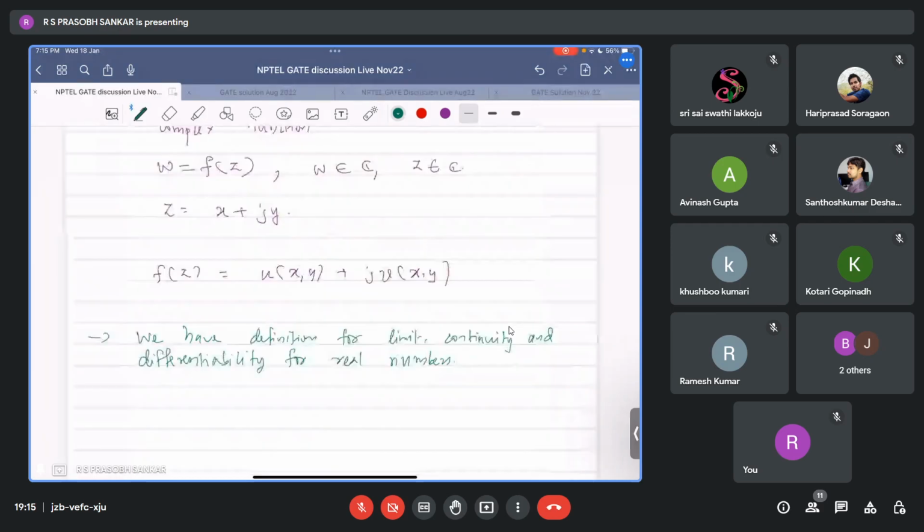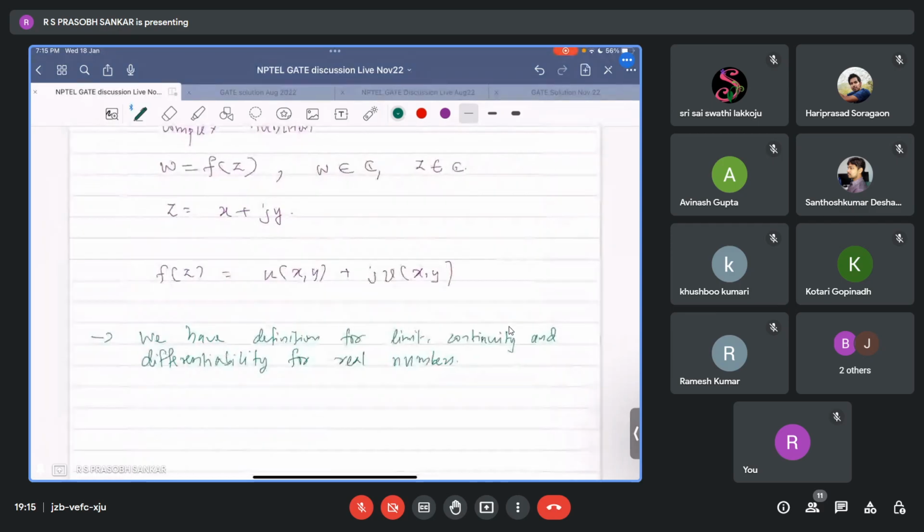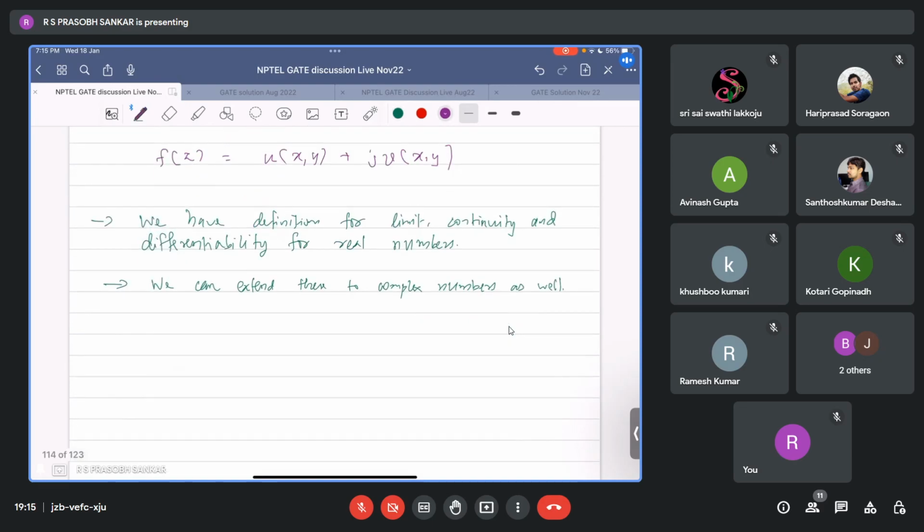So we have our usual definitions for limit, continuity, and differentiability for real numbers. We can extend these to complex numbers as well. And associated with that, one very important term is analytic function.